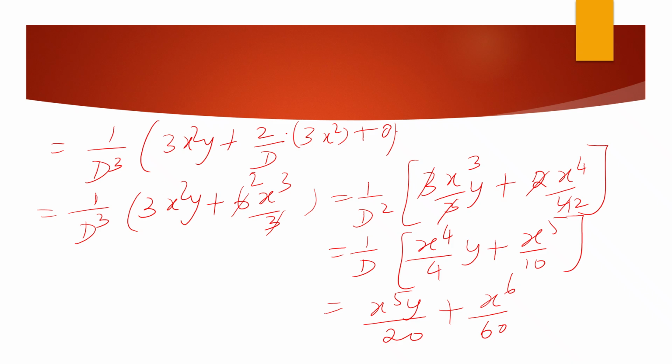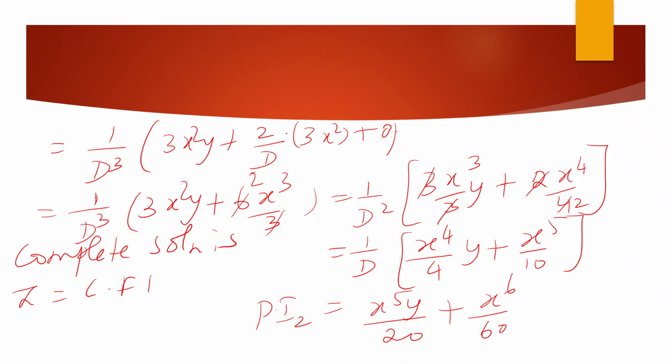So similar to the previous function, we have got the particular integral 2. Finally the complete solution can be written as: complete solution z is equal to CF plus PI1 plus PI2. I hope you understand this.